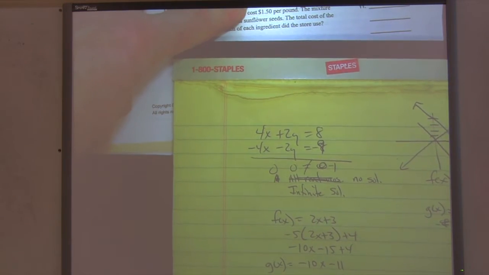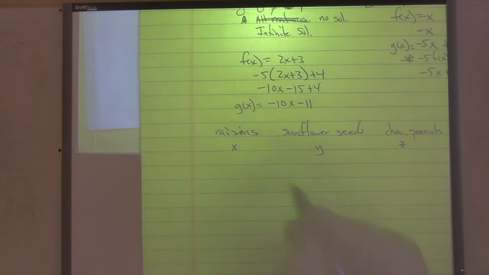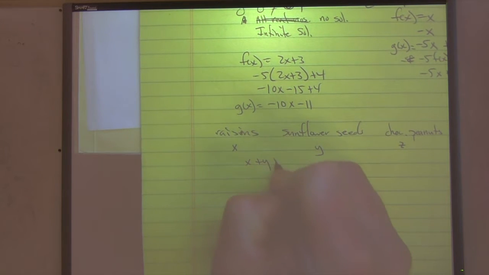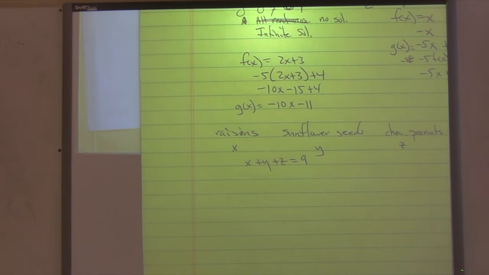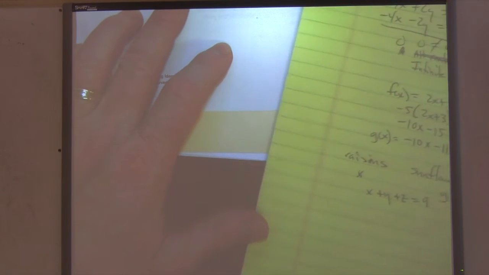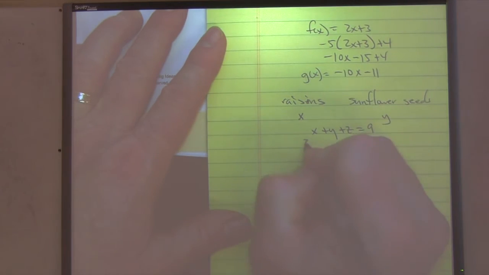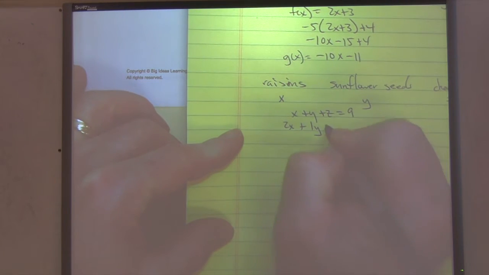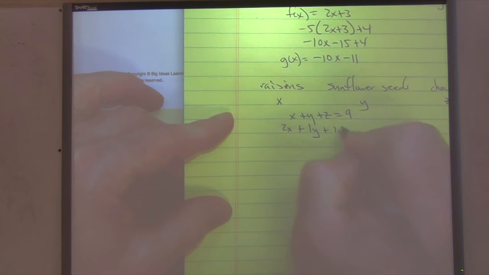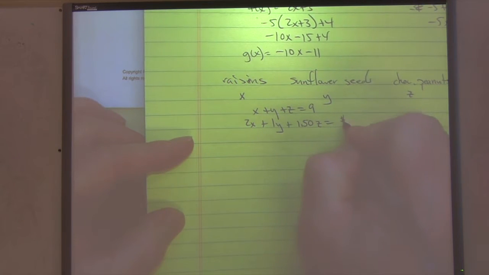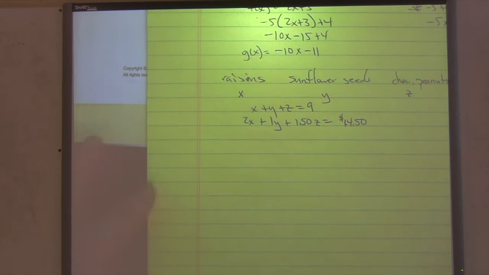And now I look at the problem, and it says we're going to make a 9-pound mixture. And this is how much we're doing of each. So we know that x plus y plus z has to add up to 9. So that gives me one equation. Then they go through the cost, and the raisins cost $2 per pound. So 2x plus the sunflower seeds cost $1 per pound, and then the chocolate-covered peanuts cost $1.50 per pound. And we know the total cost of what we're going to buy is $14.50. And so that gives me a second equation.